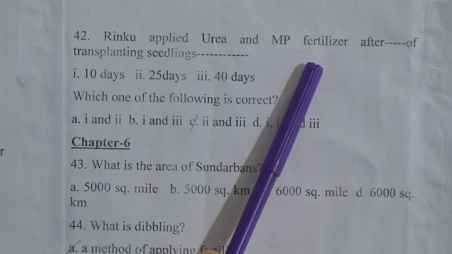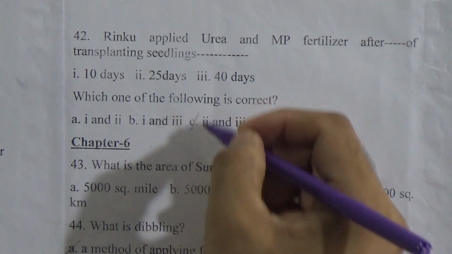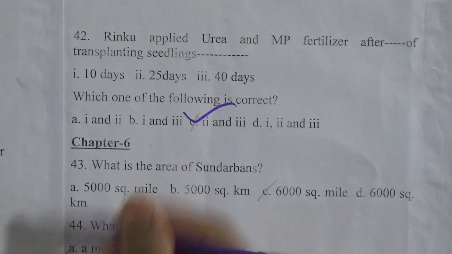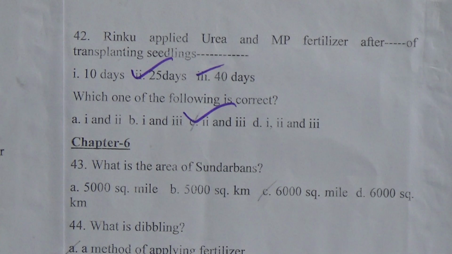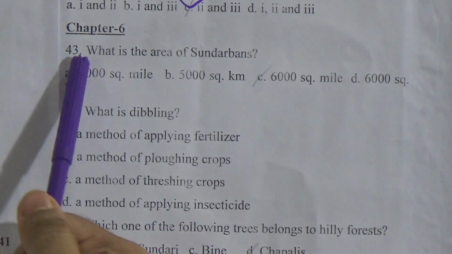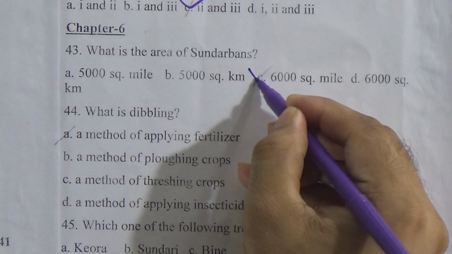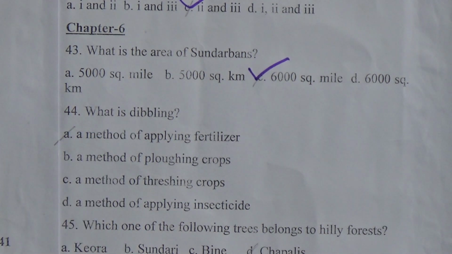Okay, number 42. Rinku applied urea and MP fertilizer after how many days? It can be option number C, 25 or 40 days. Okay, what is the area of Sundarbans? The area of Sundarbans is 6,000 square kilometer. What is dibbling? Dibbling is a method of applying fertilizer.